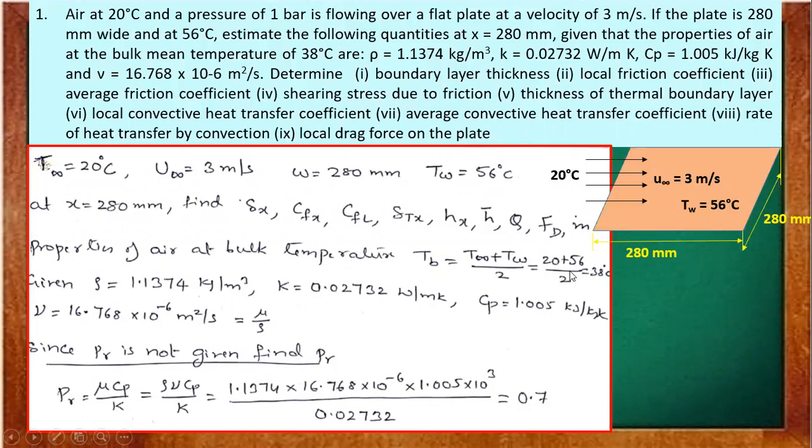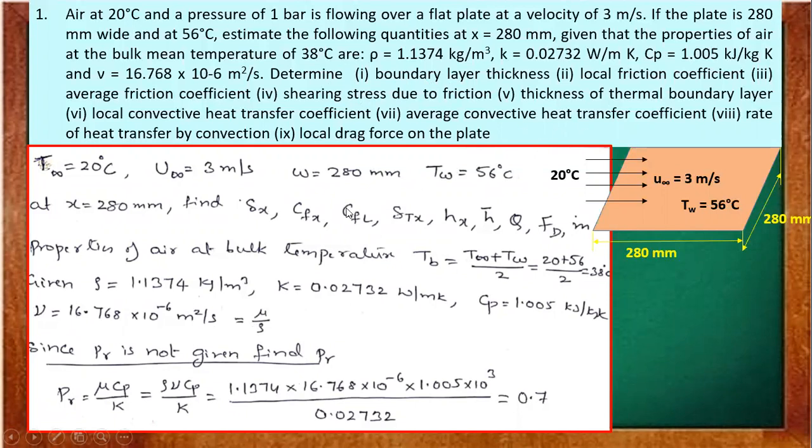So go to the properties table in the data handbook and obtain the values of rho, K, Cp, and nu. Rho is the density, K is the conductivity, Cp is the specific heat and nu is the kinematic viscosity, which is nothing but mu by rho. Then we need to find the following quantities. First is the boundary layer thickness. It is said as delta x, but in the data handbook it is given as delta hx. So both delta hx and delta x are the same.